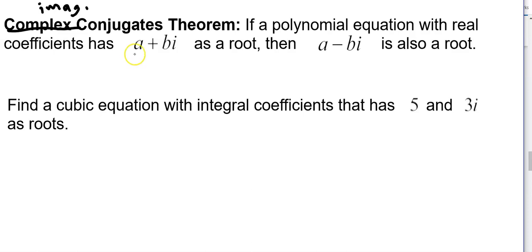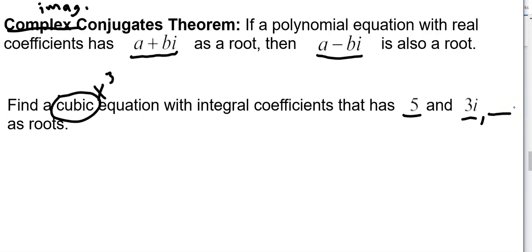So if a plus bi is a solution, the conjugate of that is a minus bi. It's called a complex conjugate. And they always kind of have this look to them. For example, on this one, it says find a cubic equation. Cubic means x to the third power, which means there must be three solutions. I see one solution. Here's another solution. They failed to give us the last solution, but they did tell us one of those is imaginary. If a plus bi is 3i, then a minus bi would be negative 3i.